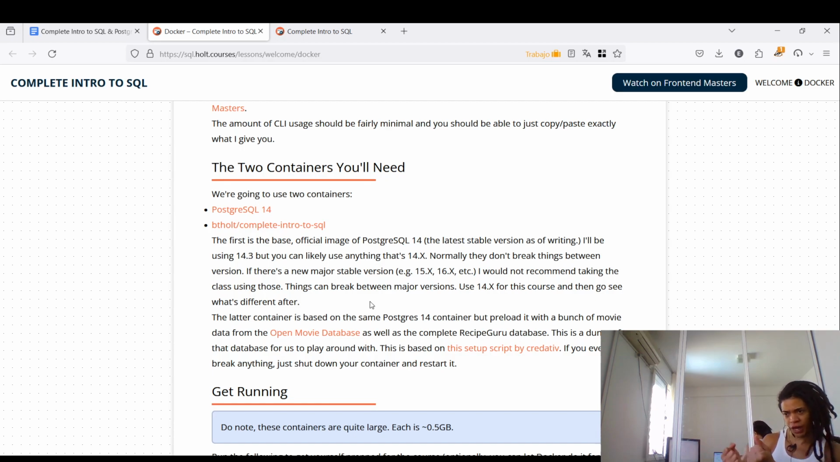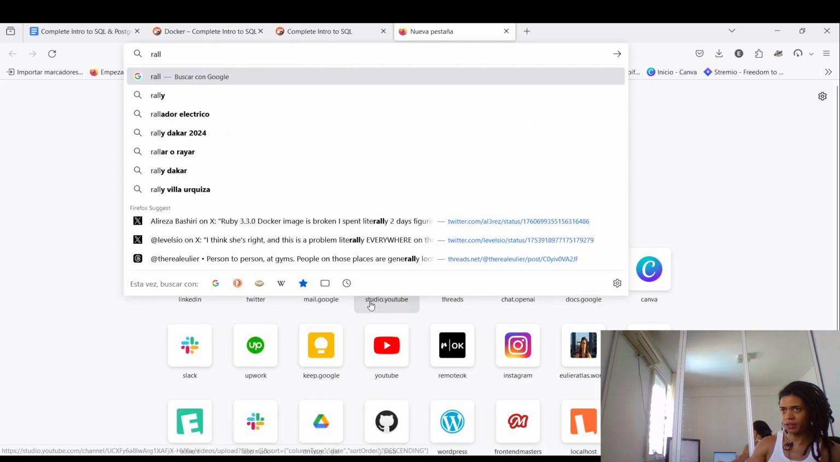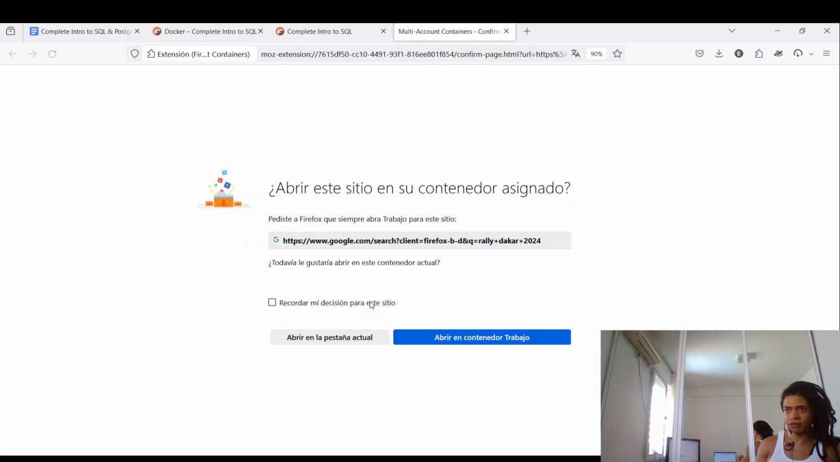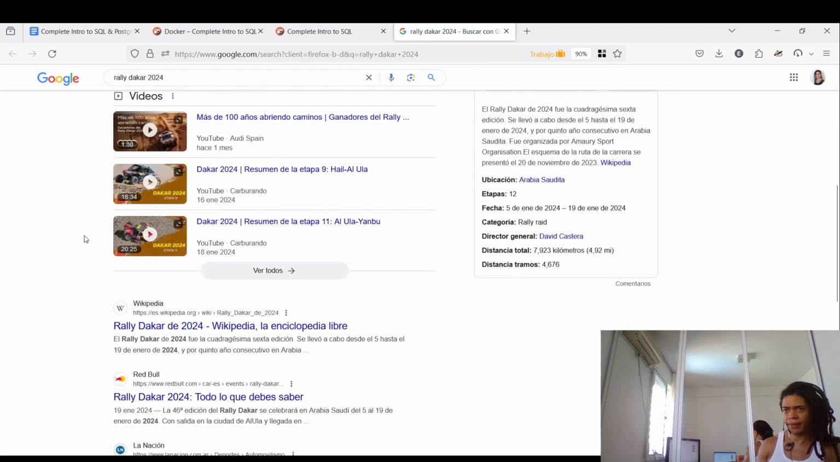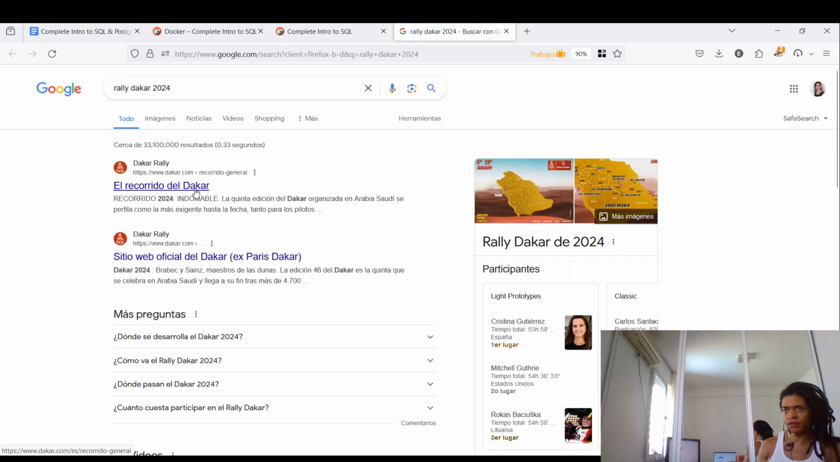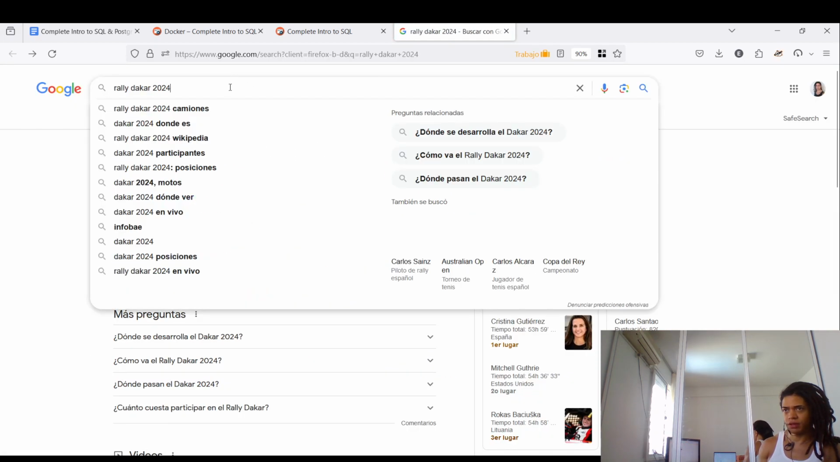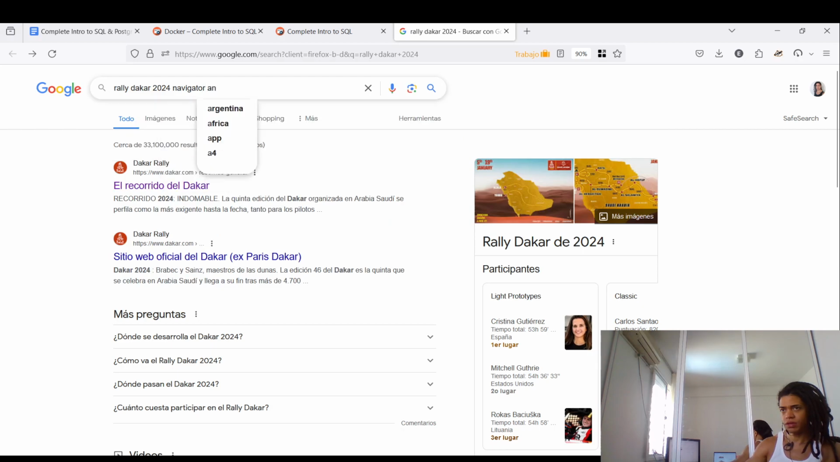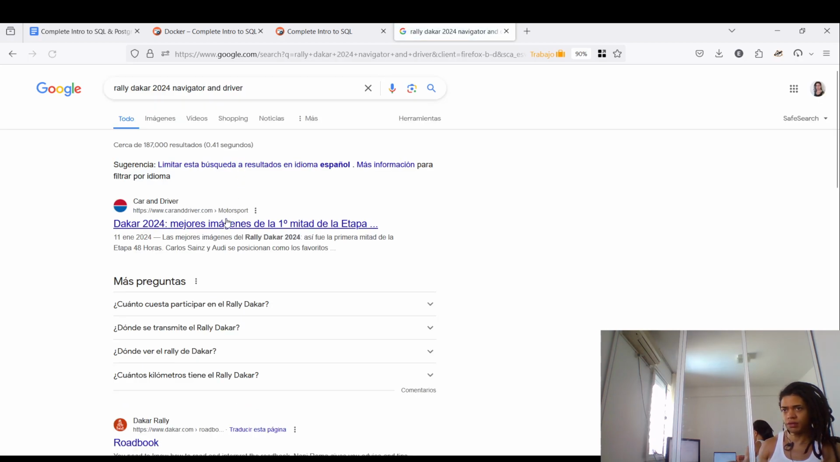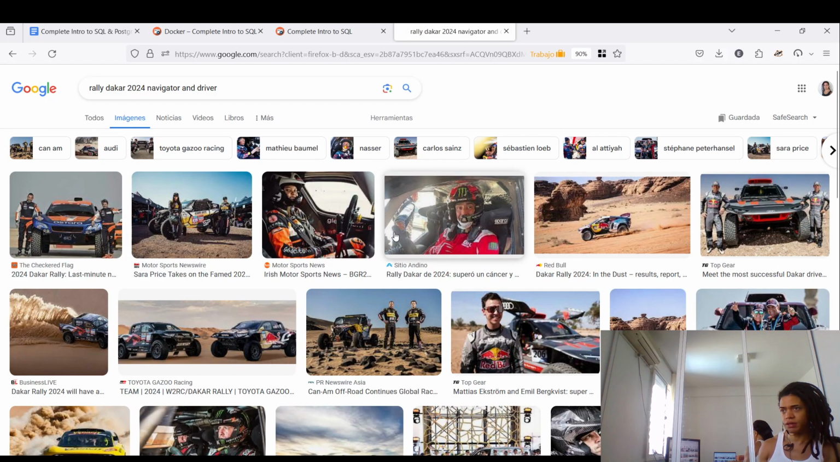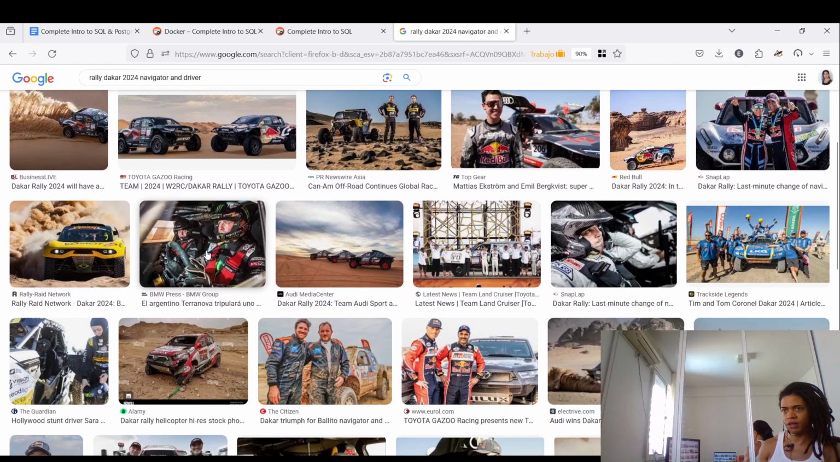If you think of the driver and the navigator in rallies, Rally Dakar, I think it is Rally Dakar, navigator and driver. Exactly. But I think Dakar is alone.